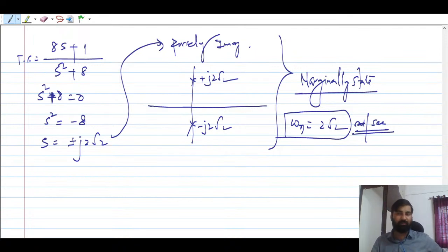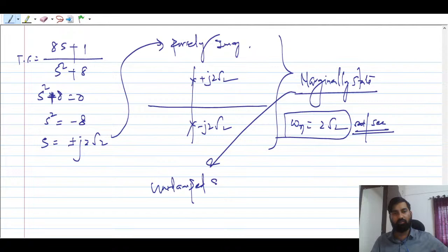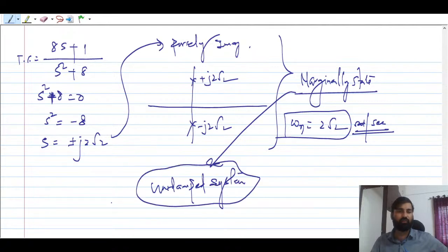Marginally stable system means you can say undamped system. So these are the questions that you can answer from the transfer function, if you get the transfer function. That is very simple.